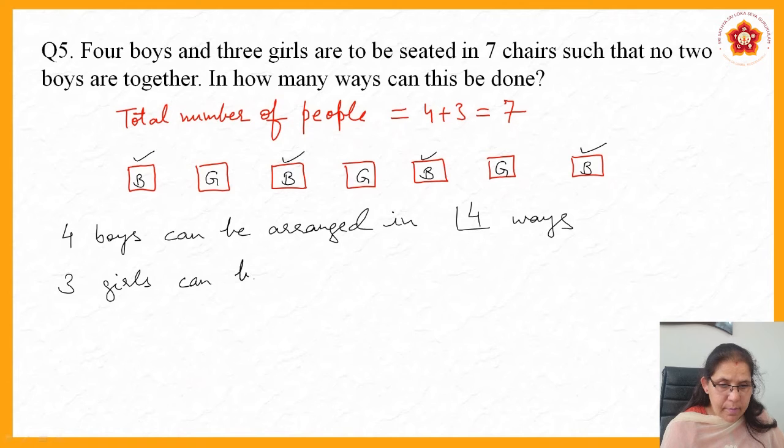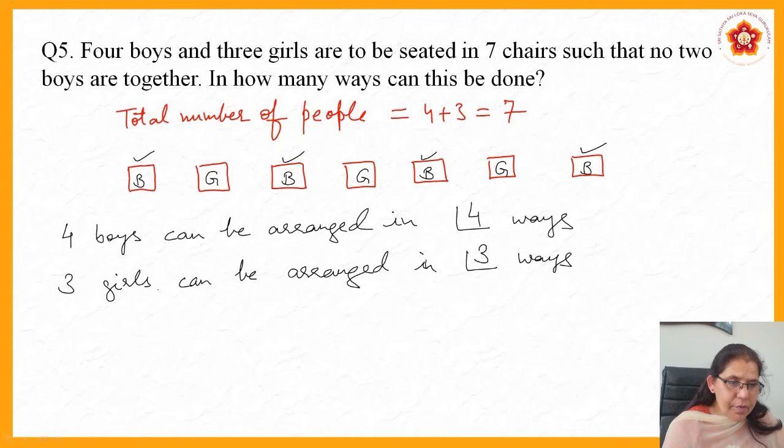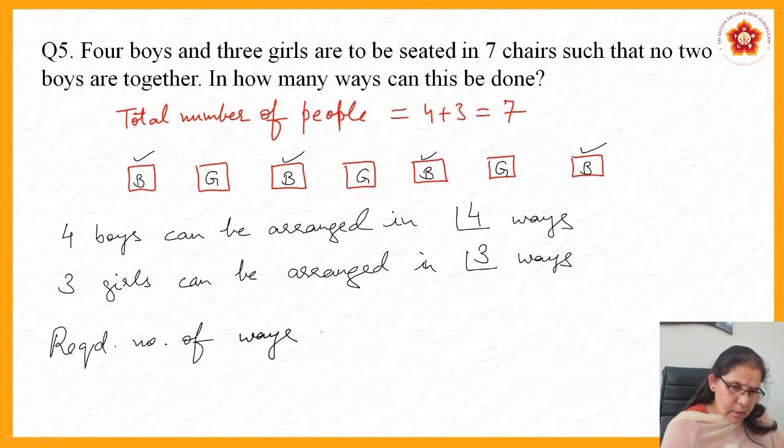So 3 girls, they can be arranged in how many ways? 3 girls are there and 3 chairs are there. Once 4 boys occupy the chairs, we are left with only 3 chairs. So it is factorial 3 ways. So in how many ways can this be done? Required number of ways is equal to factorial 4 multiplied by factorial 3.